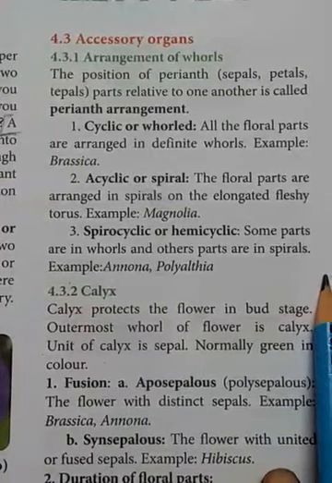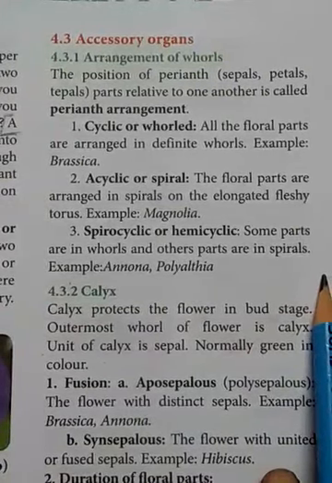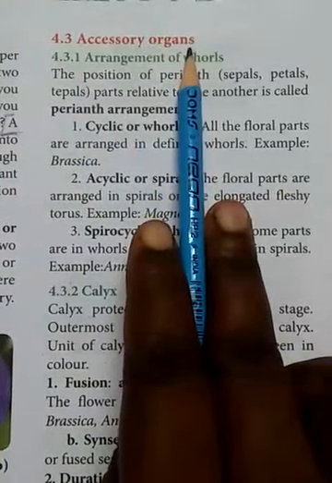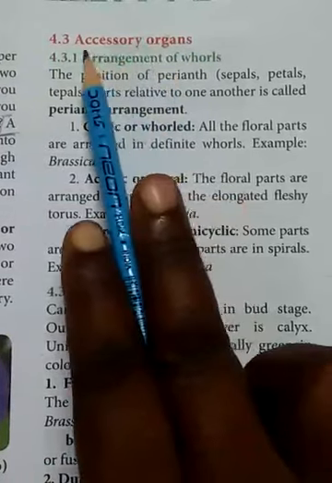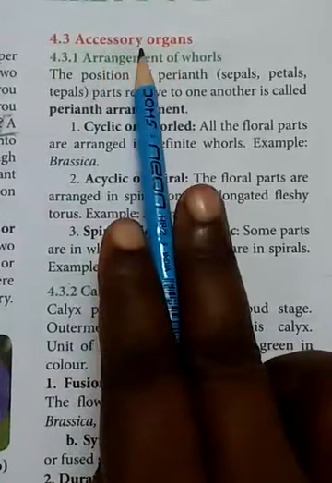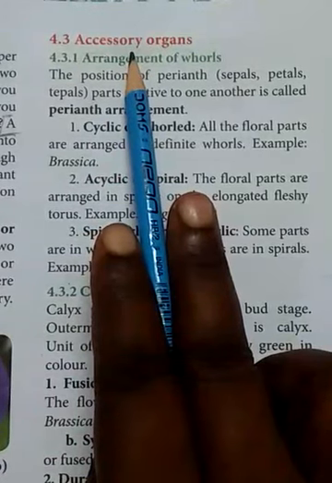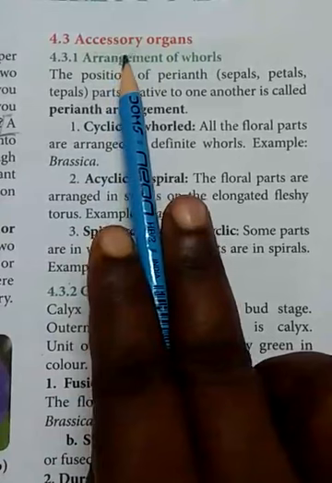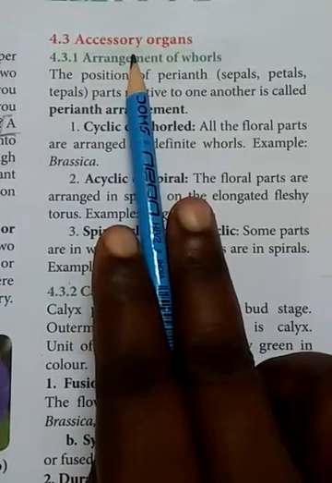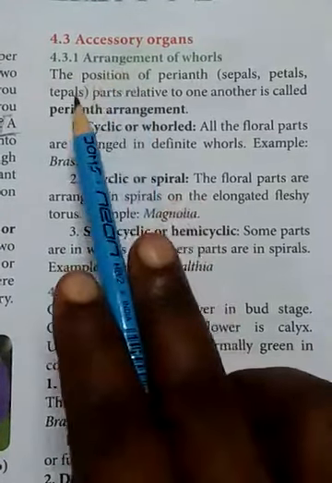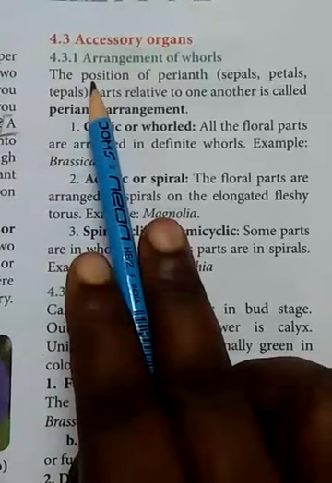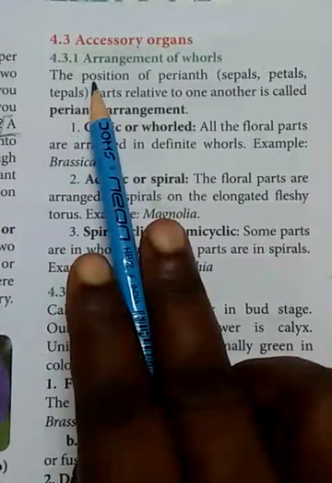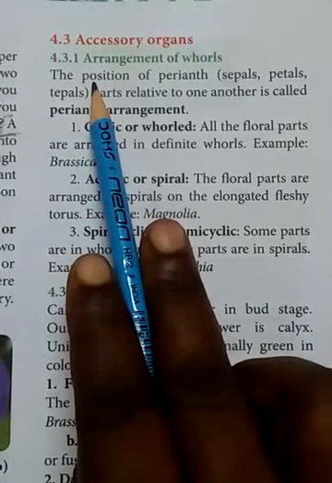So these four whorls can be broadly classified under two categories. They are the accessory organs and the essential organs. Accessory organs means helping organs or supporting organs. So in a flower, the accessory organs are the calyx and the corolla. Whereas the androecium and gynoecium are said to be the essential whorls or the essential organs, as they are involved in the process of reproduction.